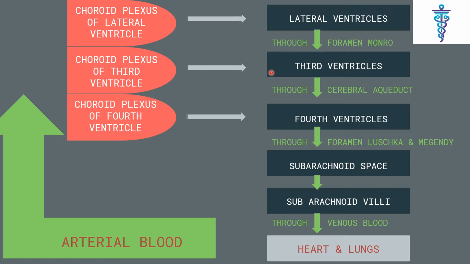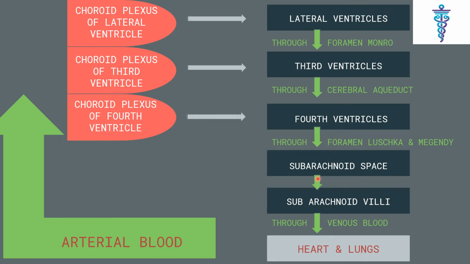Then through the cerebral aqueduct, CSF will enter into the fourth ventricle. Again, CSF is produced from the choroid plexus on the roof of the fourth ventricle. The fourth ventricle has two apertures, which are the foramen of Luschka and the foramen of Magendie. It goes into the cistern, and through the cistern CSF goes into the subarachnoid space.